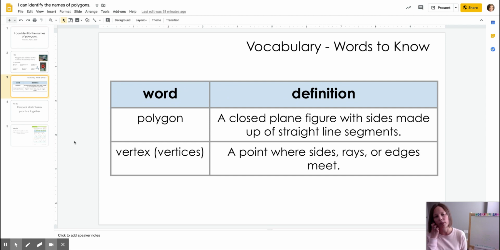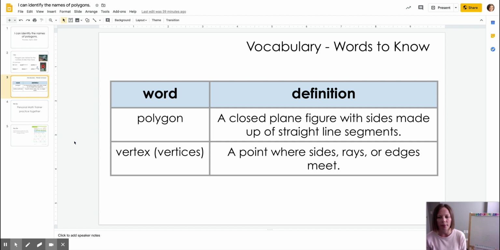A couple of vocabulary words that are going to be important for us to know as we do our practice today: remember, a polygon is a closed plane figure with sides that are made up of straight line segments. So earlier this week when you talked about polygons, we know that they needed to be closed and we know that the sides needed to be straight.